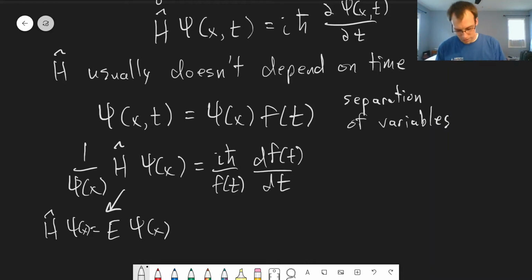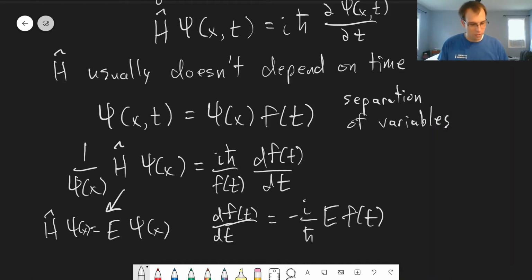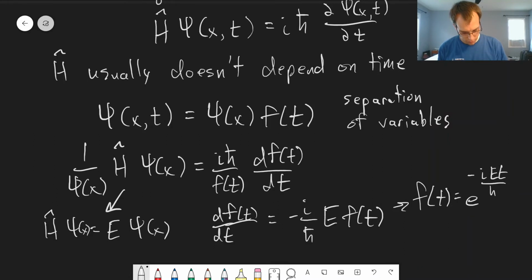And then for the time dependence, we get df of t dt, which is equal to negative i over h bar E f of t. So this is also another differential equation. In this one, we can simply integrate to find f of t. And we get that f of t is equal to e to the minus i E t over h bar.